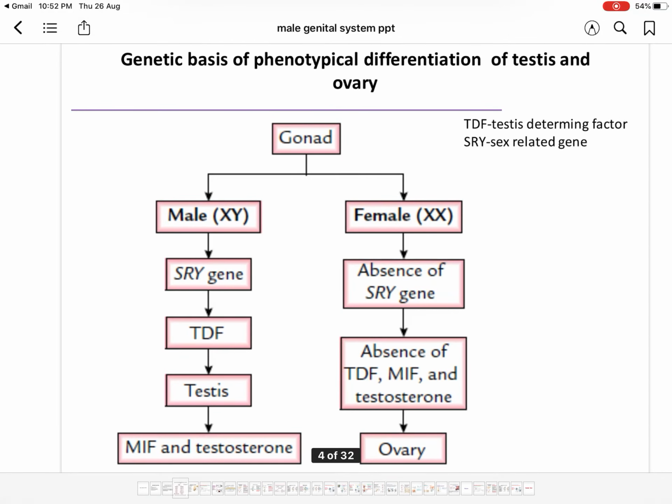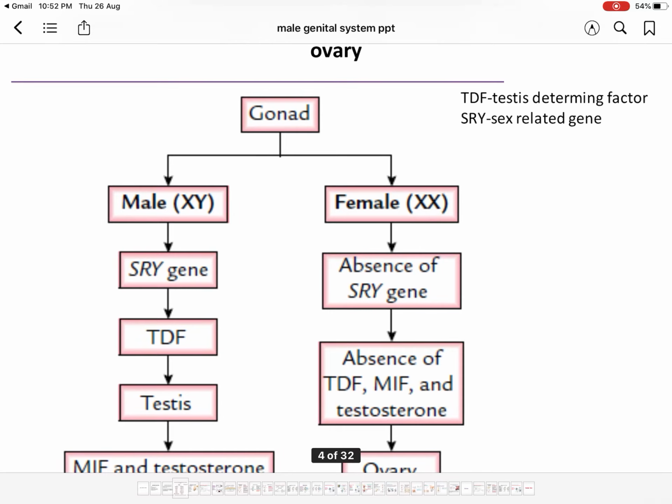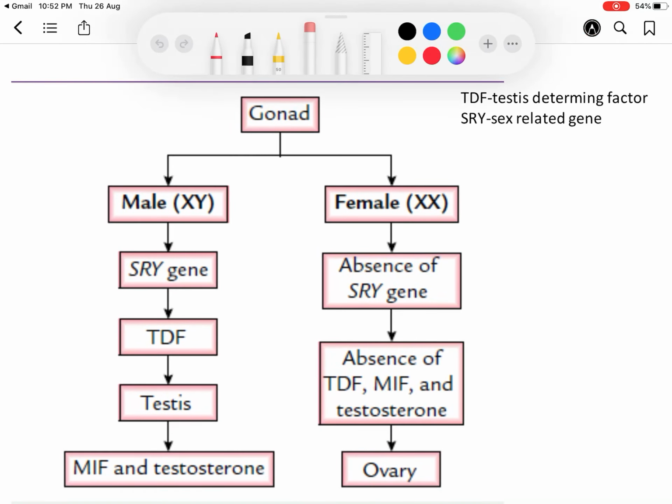Initially, what is the genetic basis of differentiation of testes and ovary? The sex of the baby has been determined, and if it is XY, it will be male. On the short arm of the Y chromosome, there is a gene called the SRY gene, the sex determining region on Y gene, and it is responsible for forming a factor, the TDF, the testes determining factor. This testes determining factor will be responsible for development of testes.